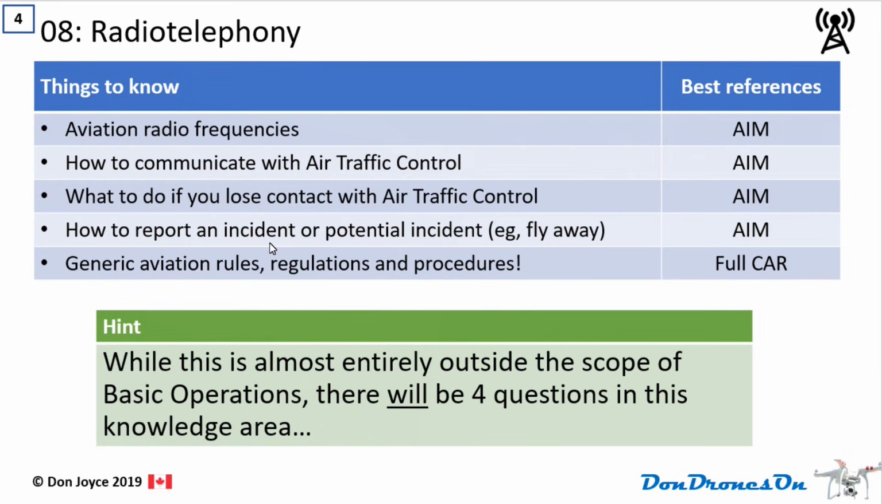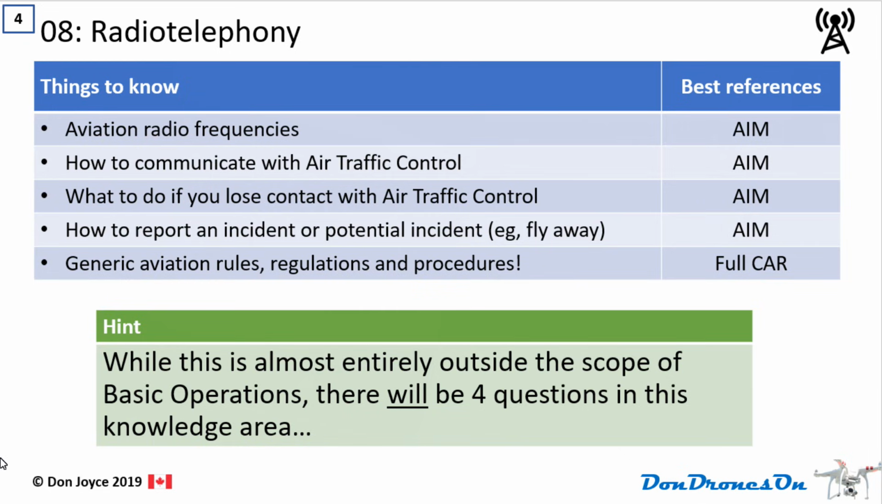You're also, this one's actually reasonable, expected to know under what circumstances you are to report an incident or even a potential incident where your drone could fly into a prohibited area out of your control. And I also got at least one question in what I would call generic aviation rules, regulations, and procedures. And the only place I could find the answer is in the full regulations for Canadian aviation, the full CARs. Strange but true. So those are the topics that you need to know in area number 8, radio telephony.